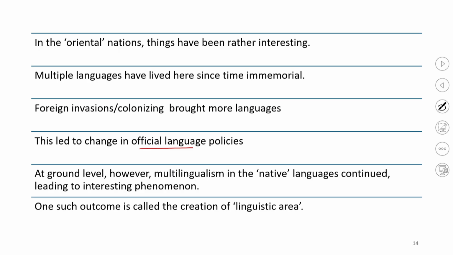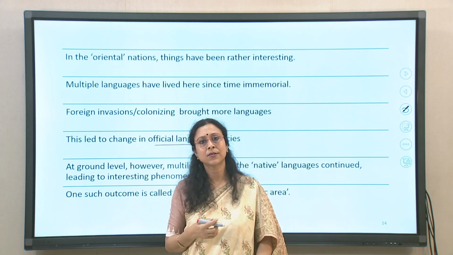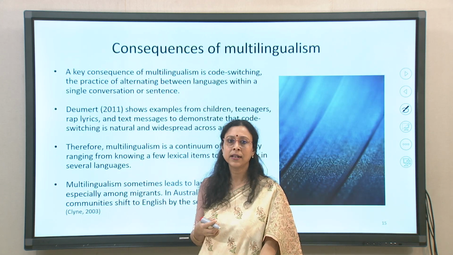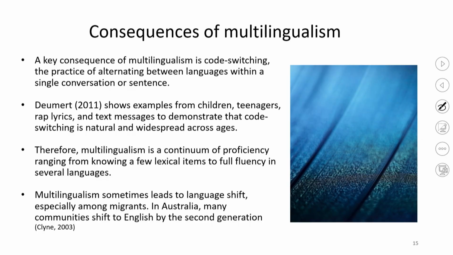One such important outcome of this is what is called linguistic area, which we will discuss in a different lecture. So, India has given rise to multiple interesting outcomes because of the language contact scenario that has always existed here. So, linguistic area is one. The other outcome is what we call code switching and code mixing.